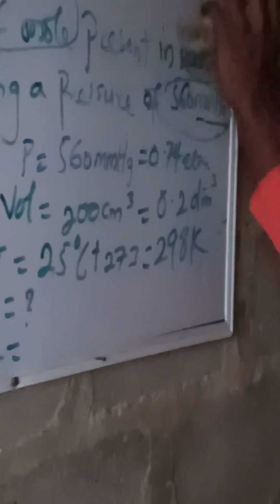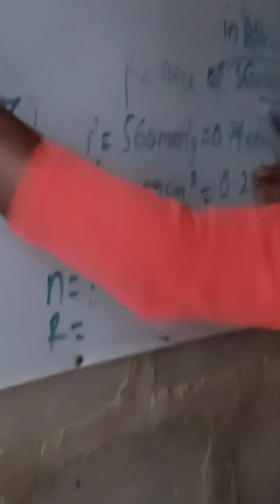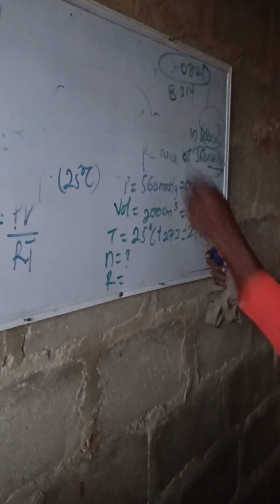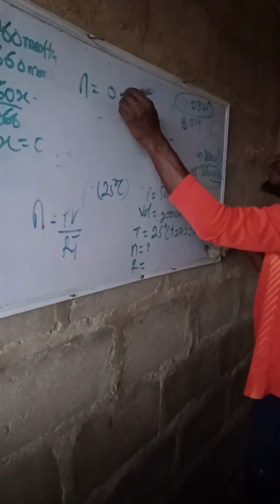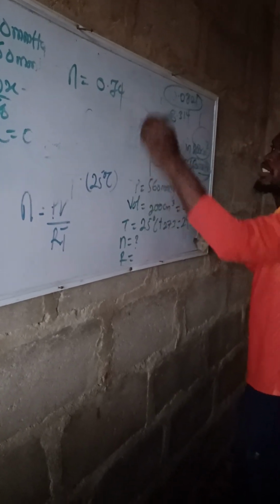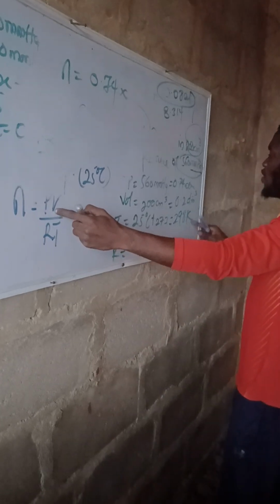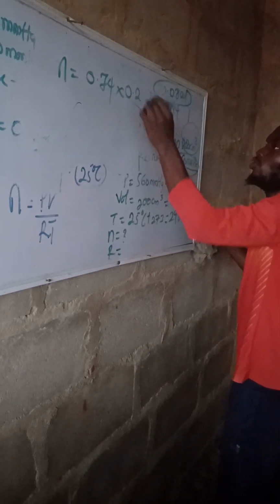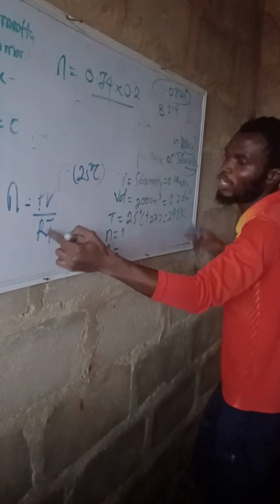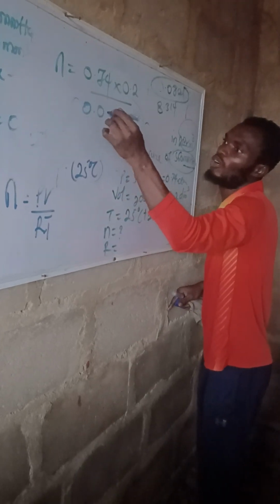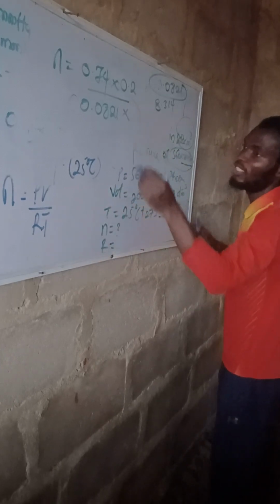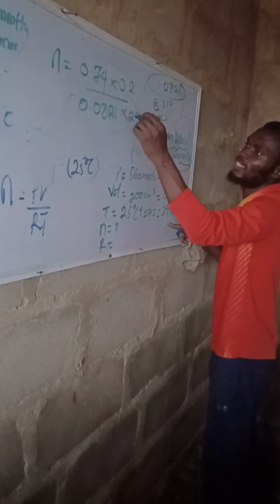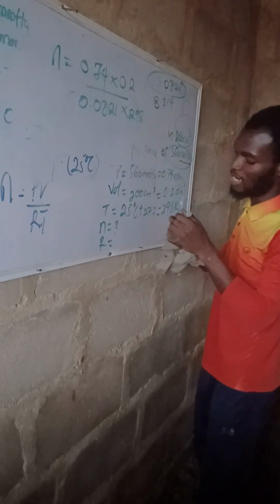Now let's erase this. What follows is that n equals PV over RT. What is our P now? 0.74. Times our V, which is 0.2. Are we together? Divide by our R, which is 0.0821. Multiply by our T, which is 298. Now press this and let's get the result.